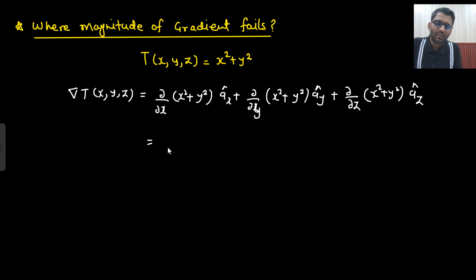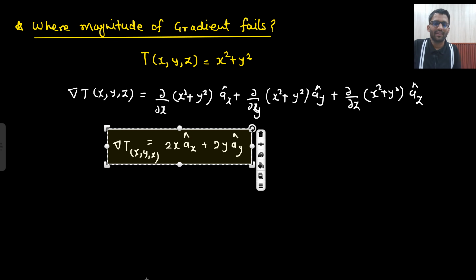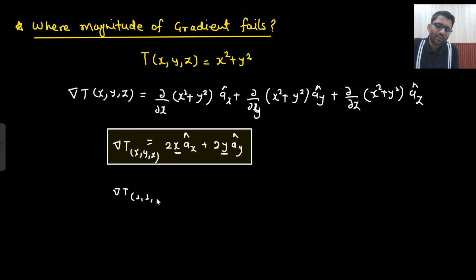So what are you going to get? 2x ax cap plus 2y ay cap. This is the gradient you are getting. Now this is a function of x, right? So let's take a random point. I am taking the point 1, 1, 1. At 1, 1, 1, what will be my gradient? 2ax cap plus 2ay cap. This will be my gradient, right?